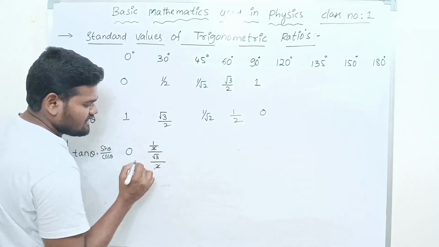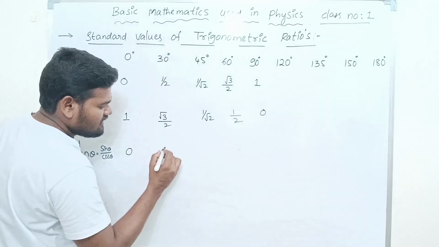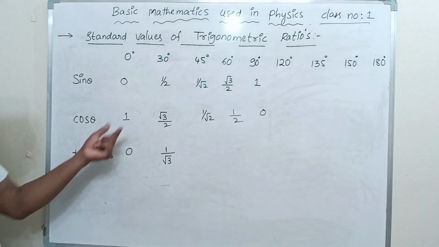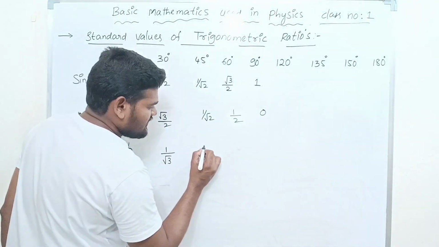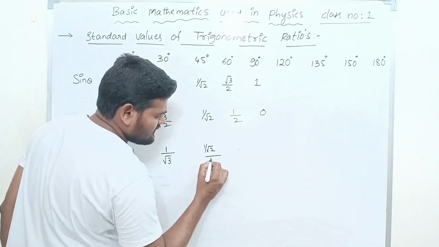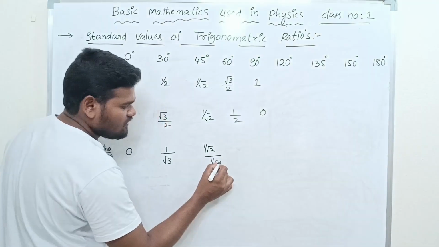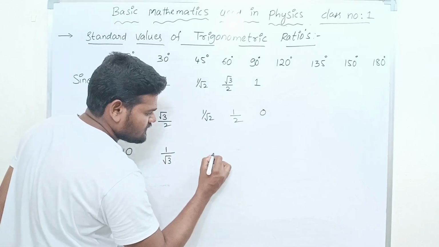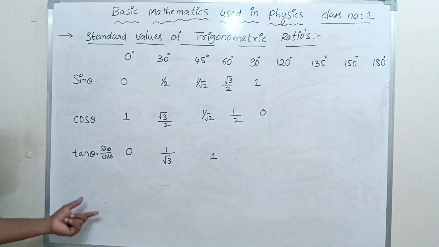So 2 2 get cancelled out and we will get 1 by root 3 for tan 30 degrees. Next, tan 45. For tan 45, sin 45 is 1 by root 2 and cos 45 is also 1 by root 2. Root 2 get cancelled out. 1 by 1 is nothing but what? 1. So tan 45 value is 1.